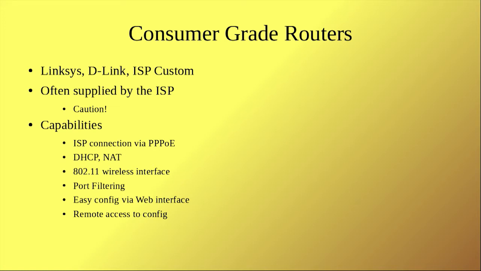Anyway, coming to capabilities, the consumer grade routers provide connection to the ISP via PPP over Ethernet, and they have DHCP, NAT, an 802.11 wireless interface, port filtering, and MAC address based filtering.